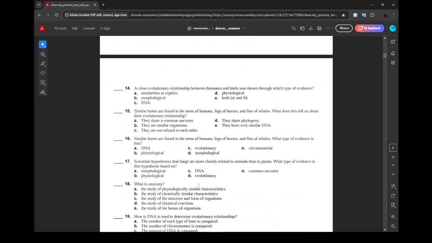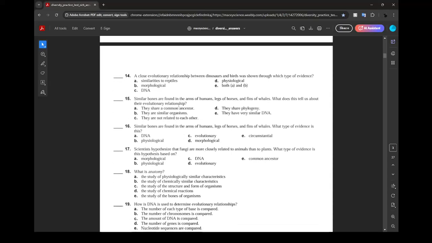Similar bones are found in what type of... oh, okay, morphological. Again, this is simple. I just mentioned they morph differently, morphological.